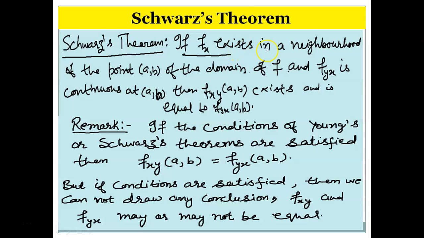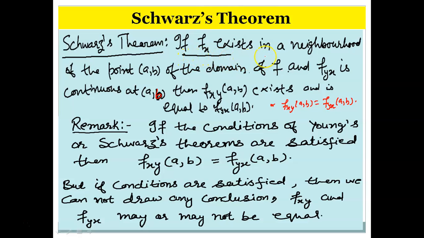f with respect to x exists in a neighborhood of the point (a, b) of the domain of f, and f_yx is continuous at point (a, b). Then this second order partial derivative f_xy exists and is equal to f_yx at (a, b). In fact, in this case also, f_xy(a, b) is equal to f_yx(a, b), provided the conditions given over here are satisfied. So what are the conditions?